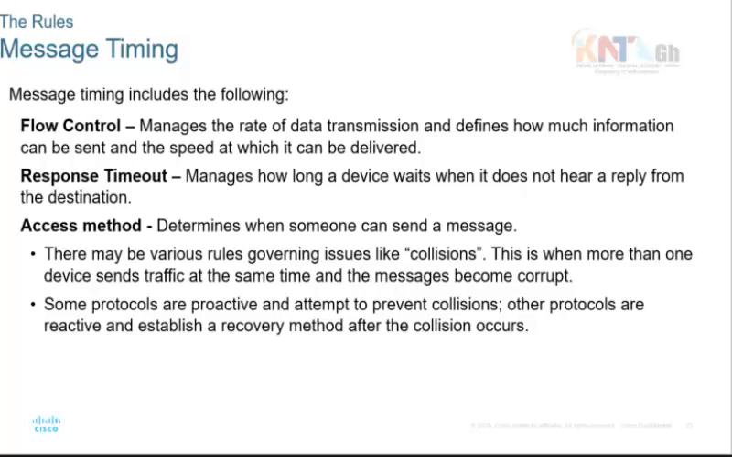And then we also have the access method. Now, this determines when someone can send a message. There may be various rules governing issues like collisions. Collisions are simply data crashes. Now, when data collide in a transmission medium, we call them collision.